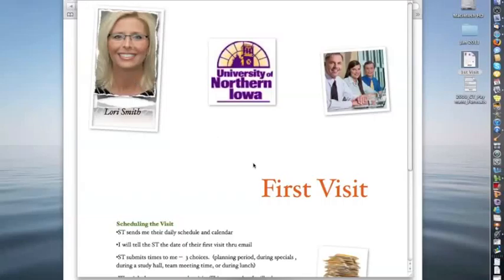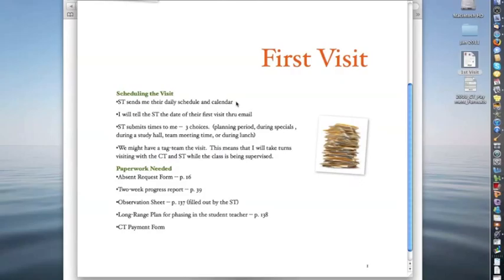One thing I'm looking for on that calendar are the no school dates, so I don't schedule a visit during a time that you might not have school. I will tell the student teacher the date of their first visit through an email, which they will then communicate to you. The student teacher will submit times to me that the two of you will discuss, for 3 choices of times to meet during that particular date.